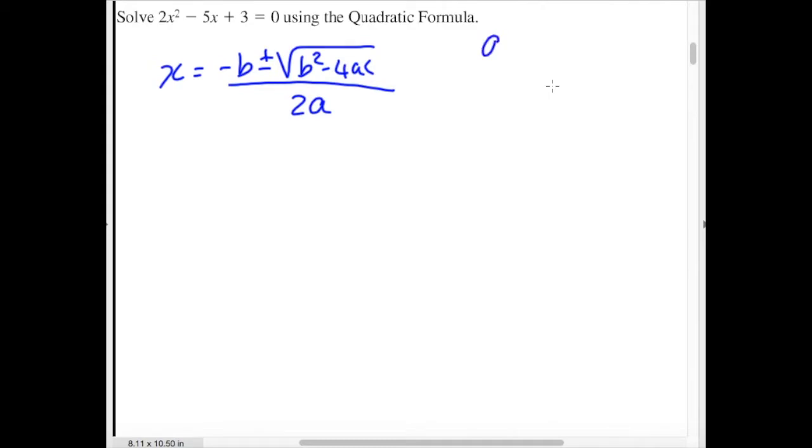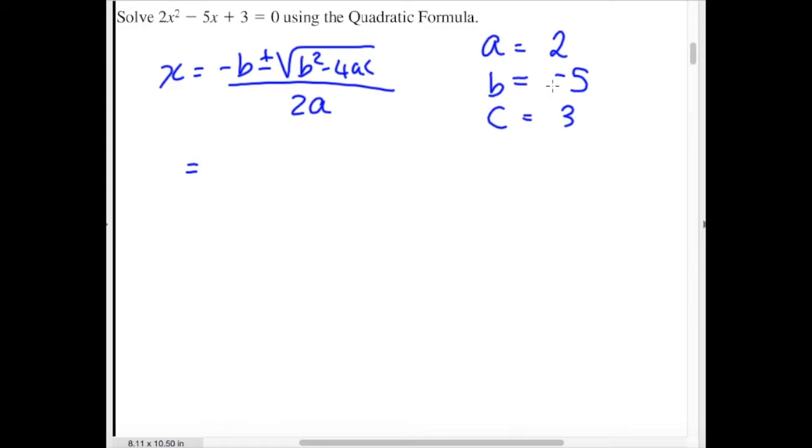Solve 2x squared minus 5x plus 3 equals 0 using the quadratic formula. Let's rewrite the quadratic formula: x equals negative b plus minus square root of b squared minus 4ac over 2a. Let's figure out what my a, b, and c are equal to. My a in this equation is 2. My b is negative 5, and my c is 3. C is a constant, so 3. All we need to do now is plug in where they belong.